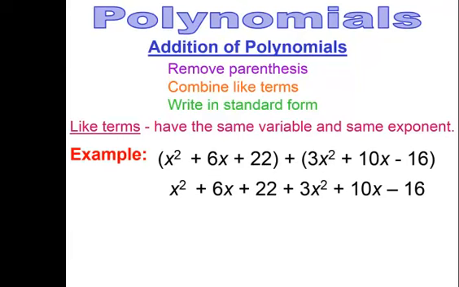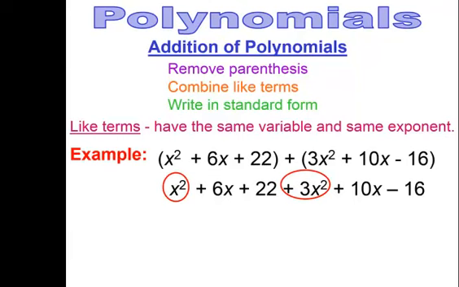I want to review what like terms are here. Like terms have the same variable with the same exponent. When you have the variables with the same exponent, you can combine by adding or subtracting their coefficients. And the coefficient is the number in front of the variable.